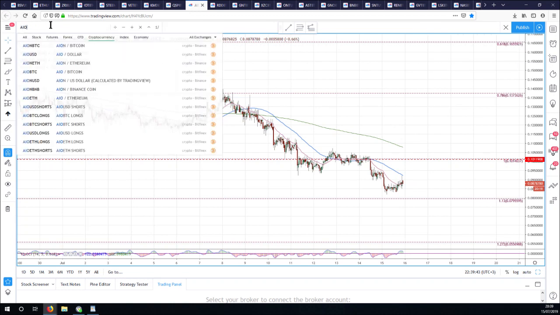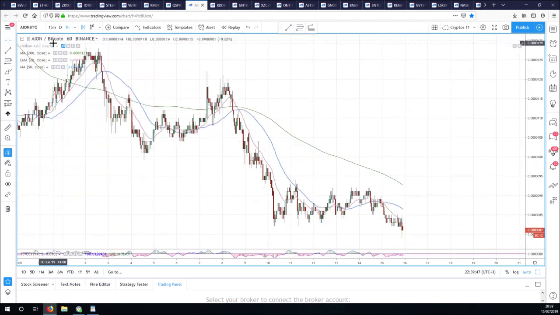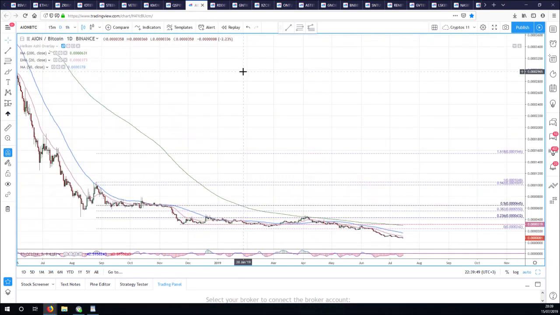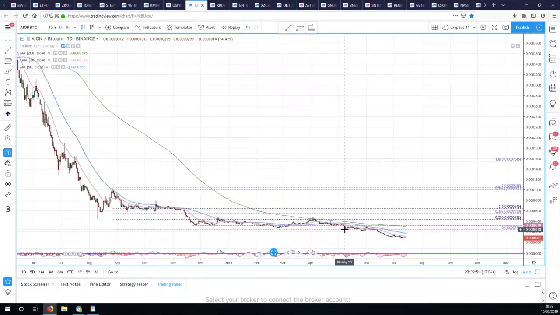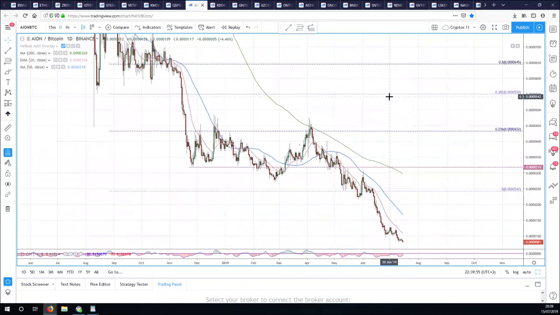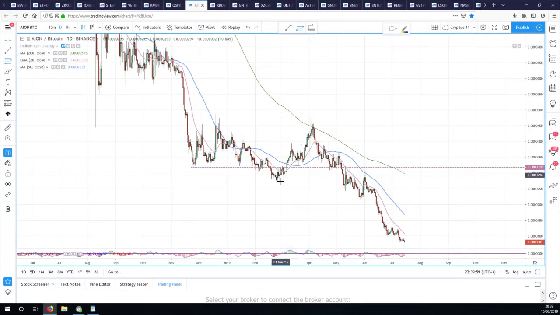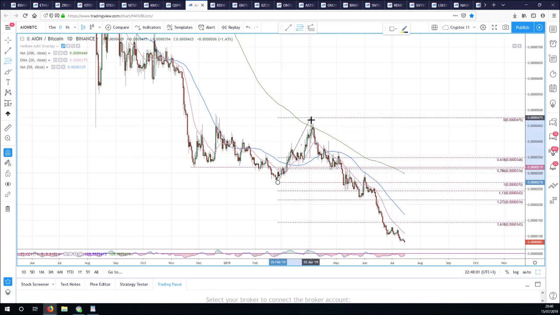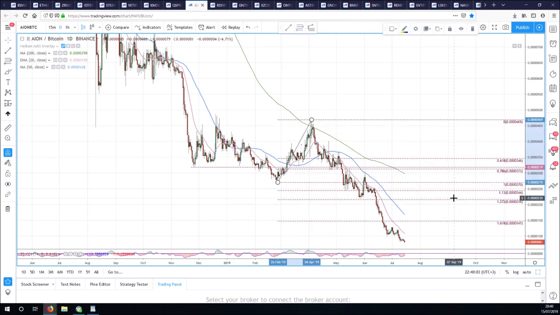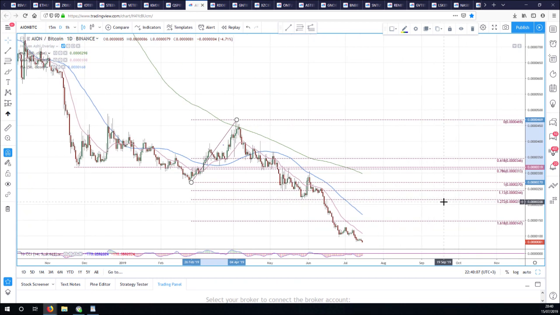Bitcoin, I'm afraid it's going to look worse. So let's see how much further we've got. There we go, new. Yikes, it's not looking good, is it?